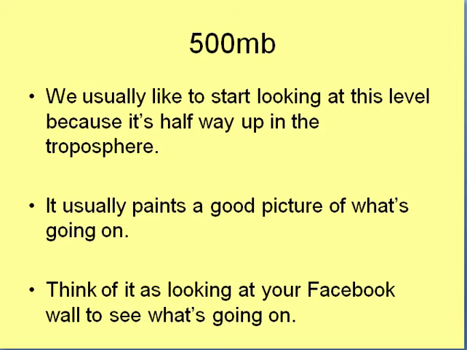And so you can think of it as like looking at your Facebook wall. If you're commuting home and you're really just scanning social media just to see what you've missed throughout the day, you're not necessarily looking for anything in particular. You're really just kind of scanning. And so if you think about 500 millibars being like that, you're really just scanning the atmosphere. You're looking for your bias. You're looking for your troughs and your ridges.